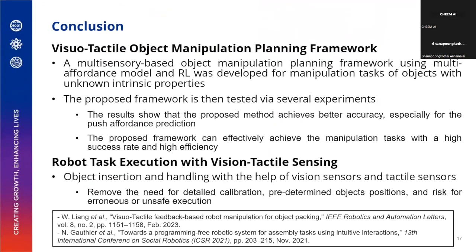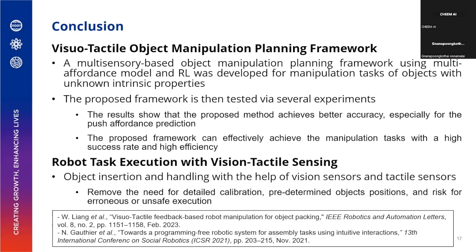Okay, so it's a conclusion. In summary, we have developed multisensory-based object manipulation frameworks using a multi-affordance model and RL for manipulation tasks of objects with unknown intrinsic properties. We have tested our frameworks in different experiments. The results show that the proposed method achieved better accuracy, especially for the push affordance prediction. And the proposed framework can also achieve the manipulation task with a very high success rate and high efficiency because of the RL policy here.